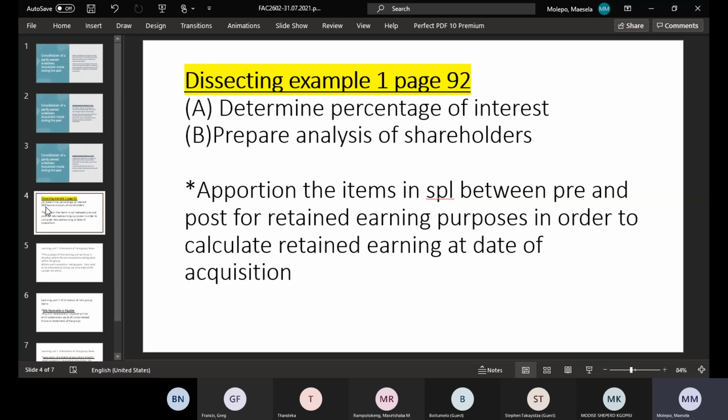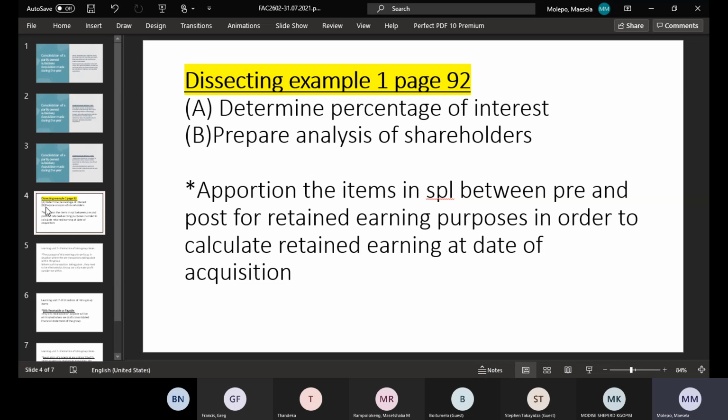But for the purpose of this module, we're going to focus on only one method, which will be the one having the pre and the post. So now let's tackle example one. We've got example one where we have Sandy Limited as our parent and South Limited as our subsidiary, whereby South Limited became the subsidiary of Sandy Limited on 1 July. So the acquisition was made on 1 July 2002, and the profit of South was earned evenly throughout the year.